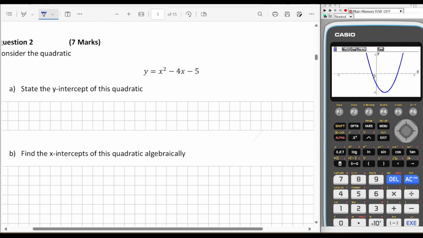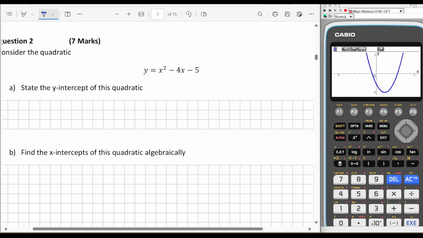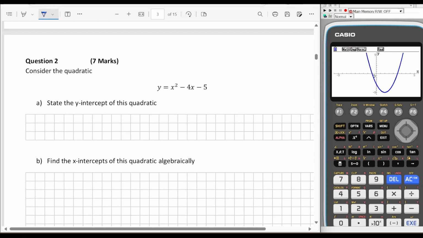Now we don't necessarily need it graphed yet, but you can sort of see there the y-intercept is minus 5. Now to get the y-intercept, we've got to set x equal to 0. So y is 0 squared, take 4 lots of 0, take 5, which is minus 5. And if you want, you can go trace on your calculator and type 0. It'll spit out y is minus 5 as well.